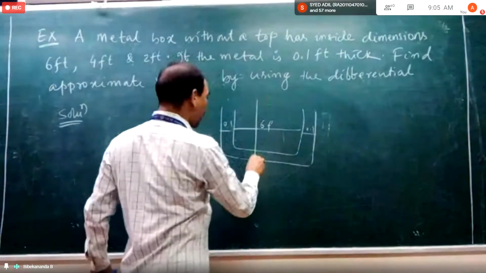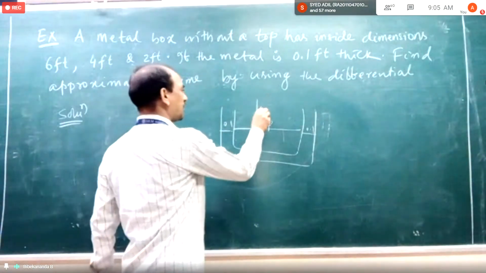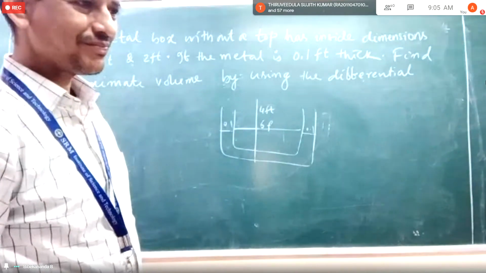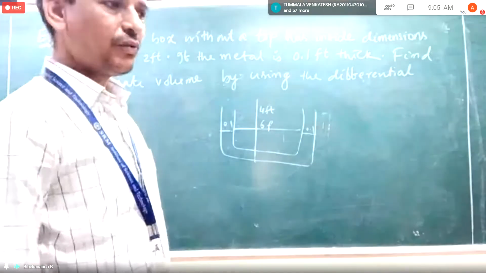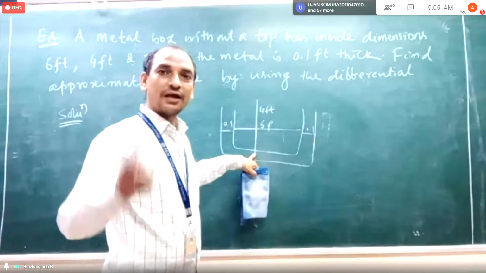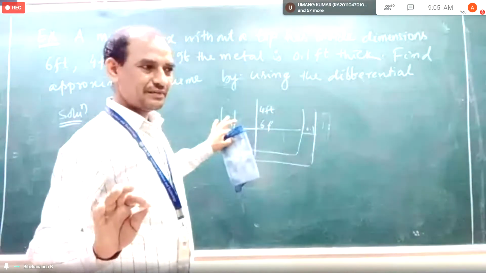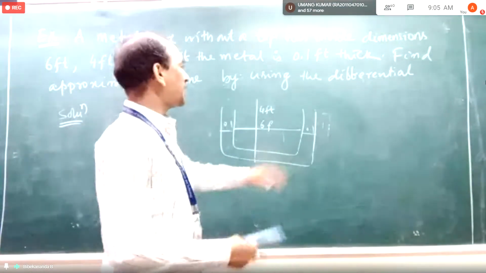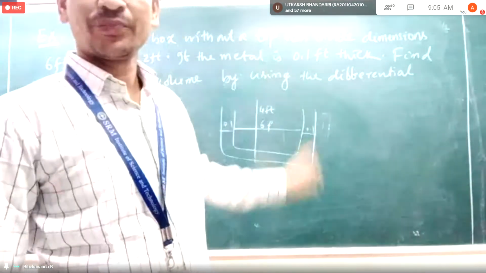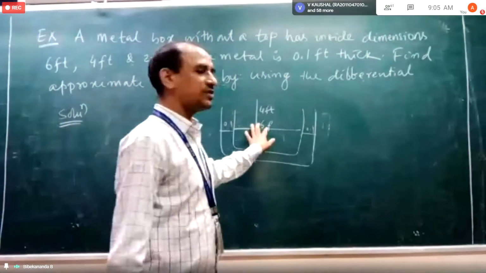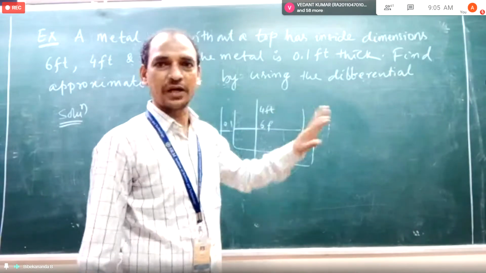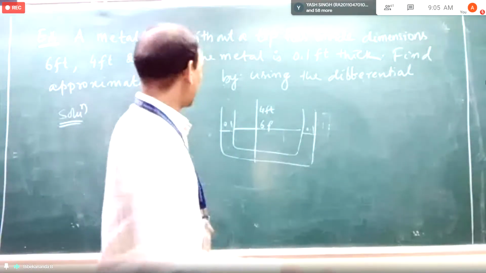Similarly, when I go for the upper, suppose this is 4 feet. Then what will be the outer dimension here? Since the upper part is open, what will be the upper dimension? 4 plus 0.1. Is it clear? Yes, sir. So if you understand this one, this problem is easy. Since the inner part is 6 feet, the outer part will be the inner dimension plus the thickness of the metal box.